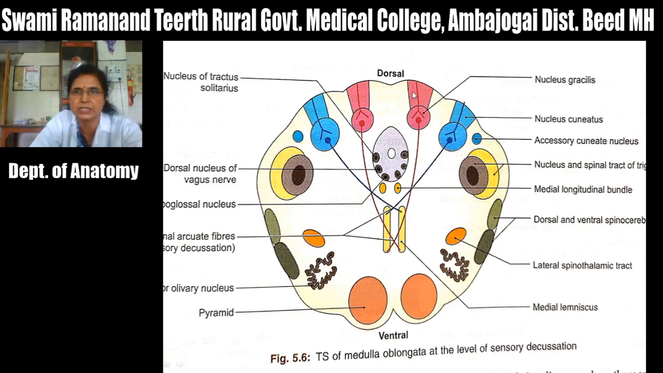Now the nucleus gracilis and nucleus cuneatus at this level are larger in size, and the fasciculus gracilis and fasciculus cuneatus are smaller in size, because these fibers relay in these nuclei. So the nucleus gracilis and nucleus cuneatus receive first order neurons, which carry proprioceptive sensations, sensation of fine touch, two-point discrimination, tactile localization and vibrations, and these fibers come through the fasciculus gracilis and fasciculus cuneatus, and they relay in the nucleus gracilis and nucleus cuneatus.